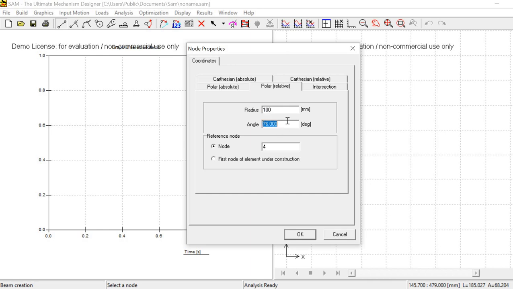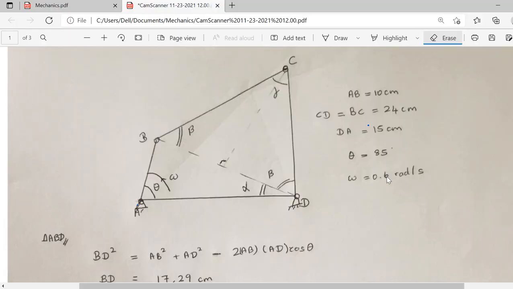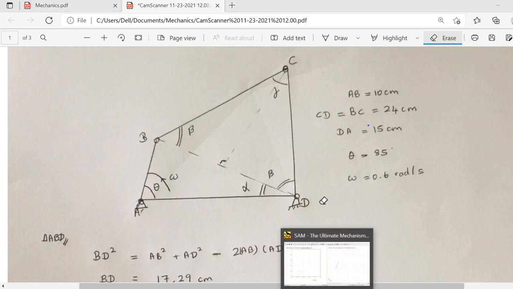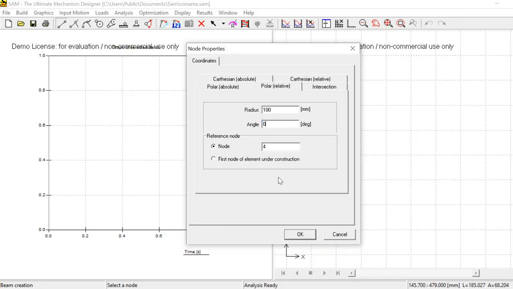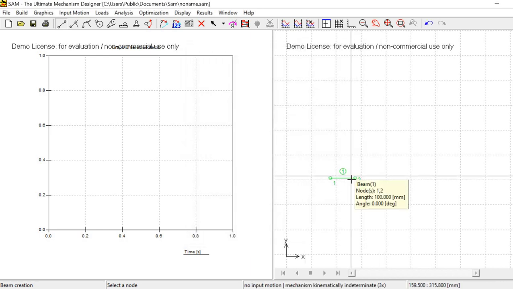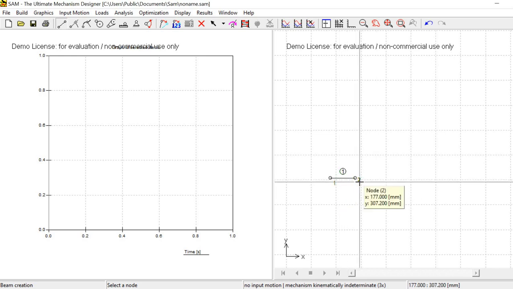We can mark the angle, but previously I marked the angle of 85 to find the value for the first question of my lab practical. But over here you can directly use 0 degrees to get a perfect graph. So this is the first thing. Okay, and you need to select this reference node as the first node of the element under construction. So you will get it like this, and here I have got this.